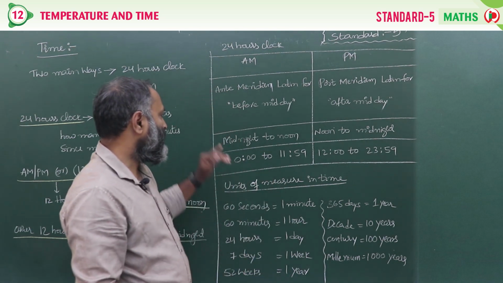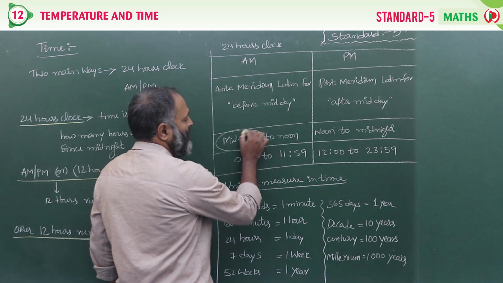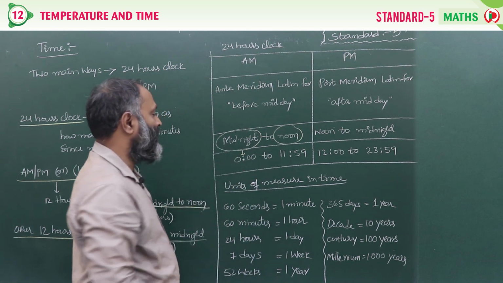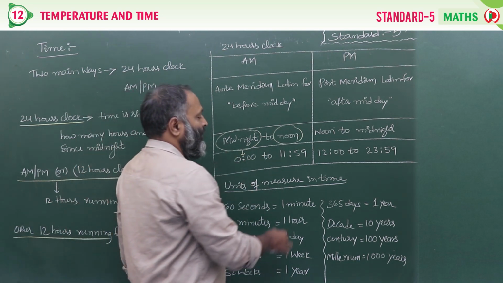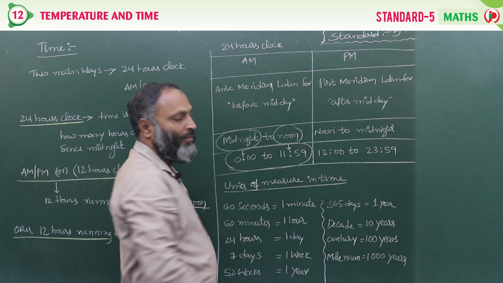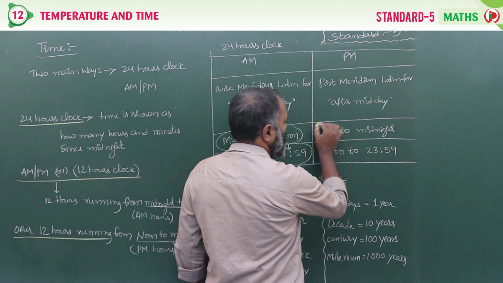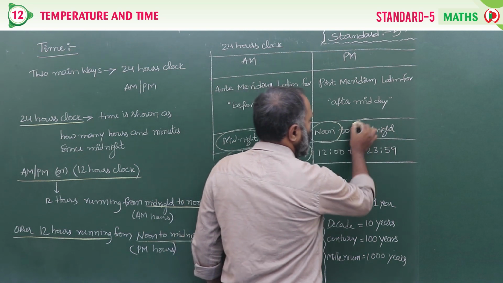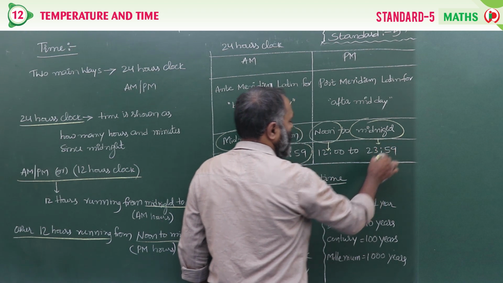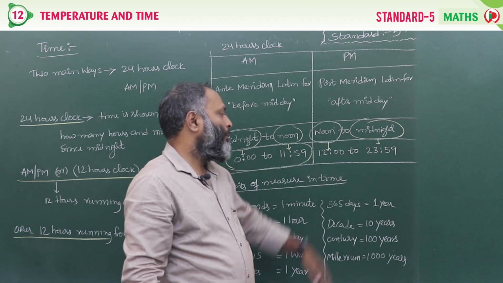So midnight to noon, in 24 hours, that is midnight to noon. Midnight means from 0:00. So the AM starts from 0:00 to 11:59, midnight till noon. These all are AM hours. Then PM hours are from noon, again to midnight, from 12 noon to 23:59. So this complete period is PM hours.